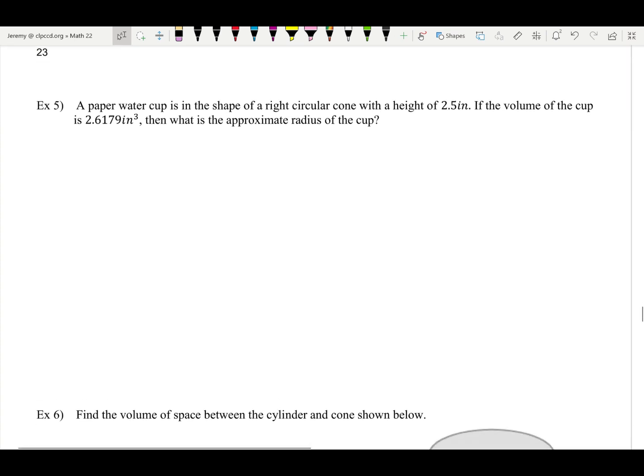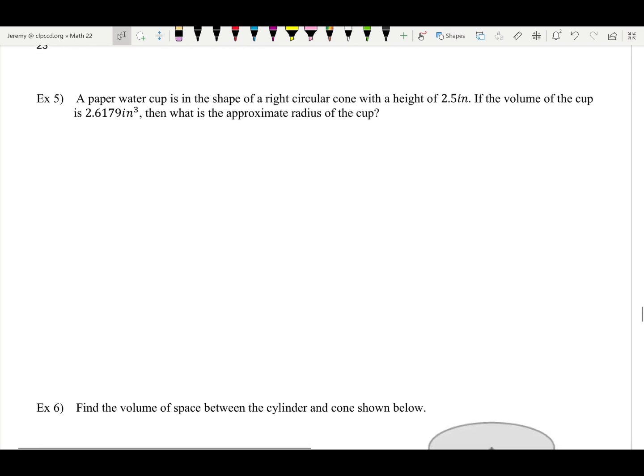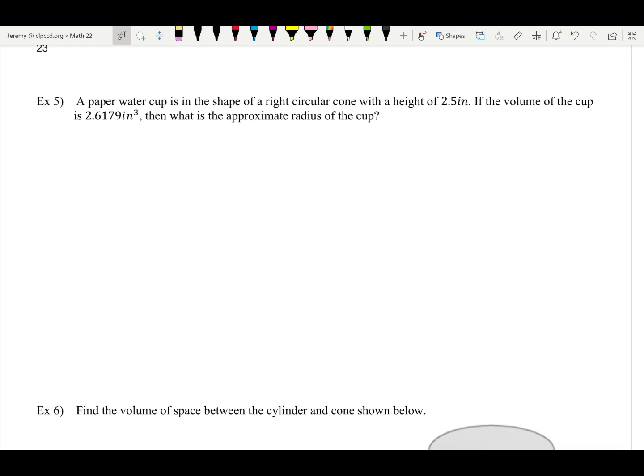And it has a height of 2.5 inches. If the volume of the cup is approximated at 2.6179 inches cubed, then what was the approximate radius of the cup? So this is sort of interesting because we're given the volume and we're asked for the radius, right? And we're given the height as well. So let's see if we could figure this out.